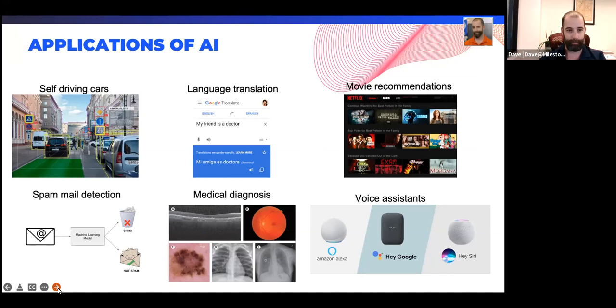Language translation, this is a really interesting one, and we'll touch on that in our program a little bit. Some of the frameworks that are used there, where Google Translate's pretty good these days. I mentioned the Netflix one. We mentioned Alexa and Google and Siri.